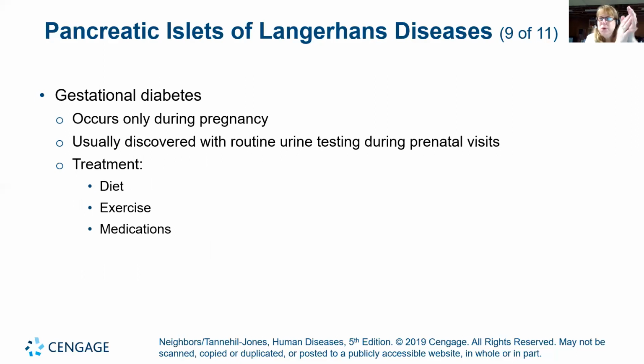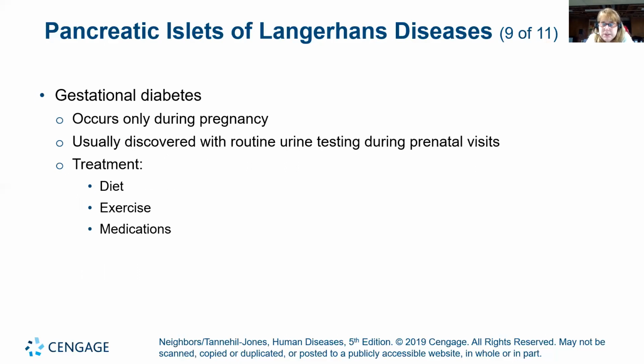Gestational diabetes is one of the strangest syndromes that I've ever seen in medicine. It occurs only during pregnancy. It's usually uncovered because every pregnant woman, every time they go to the prenatal doctor, has to bring a urine sample. Okay, so they will find it.